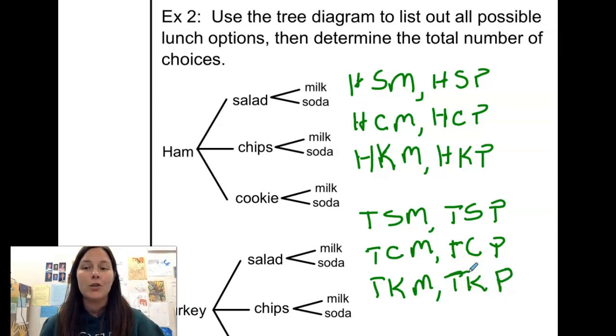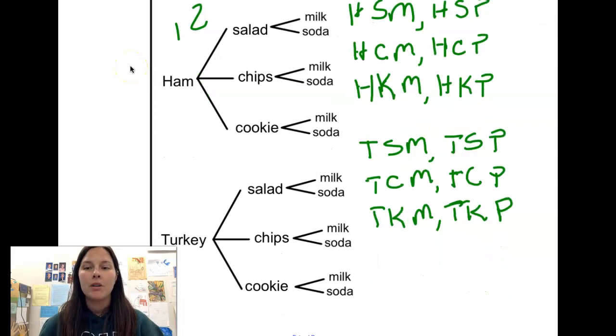And finally, it says determine the total number of possible choices. So as we look down our list, we have 2 choices in each row, and we have a total of 6 rows. So the 2 times 6 gives us, once again, 12 total options for our lunch. Another way to get the number of outcomes is to count the last column in your tree diagram. So we have 2, 4, 6, 8, 10, 12 possibilities for lunches.